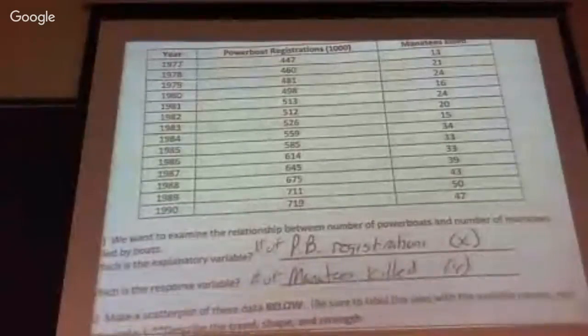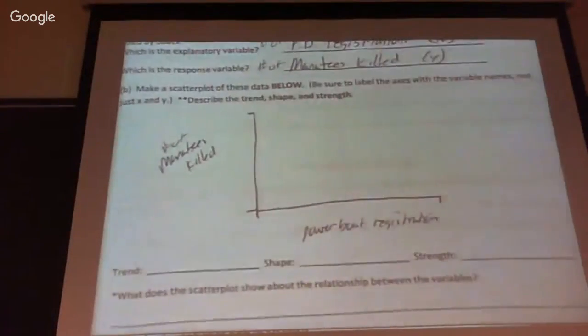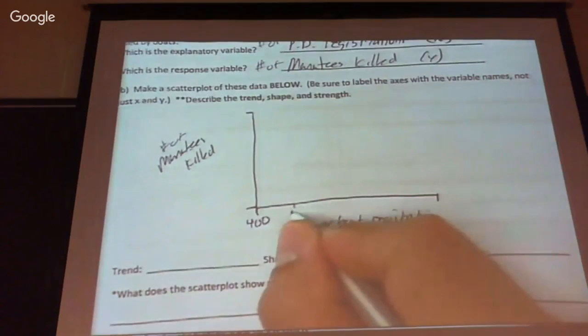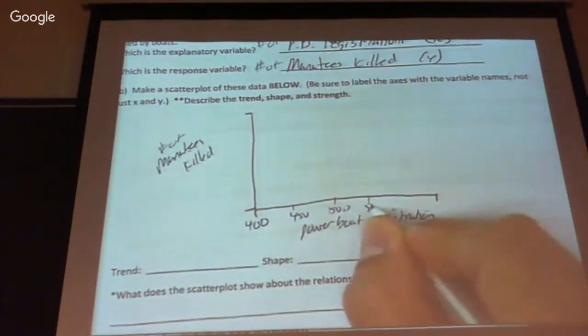So what happens is, if we're going to start and think about the scale, I'm going to start at 400. And I'm going to go to 750 so I can count by 50s, right? Because I don't want to sit here forever and put down tens. I definitely don't want to do ones.